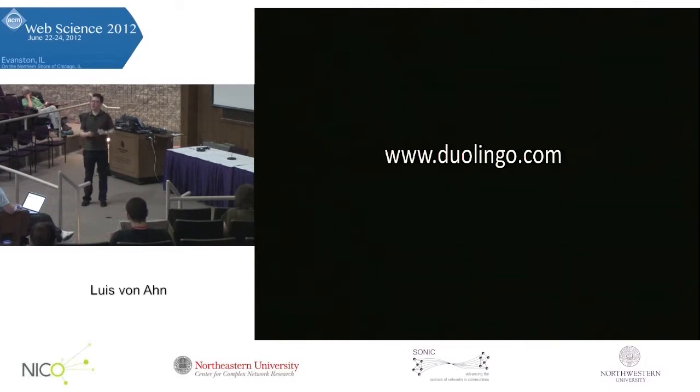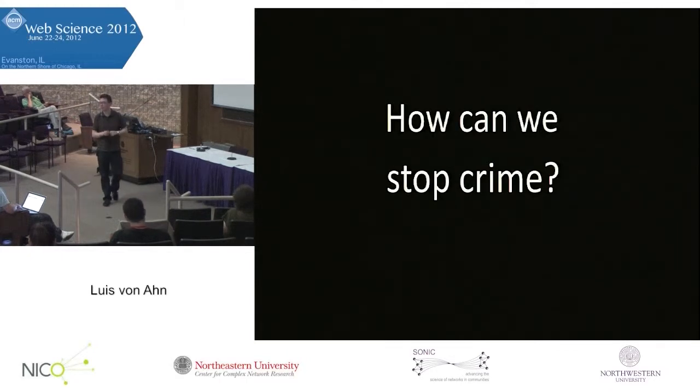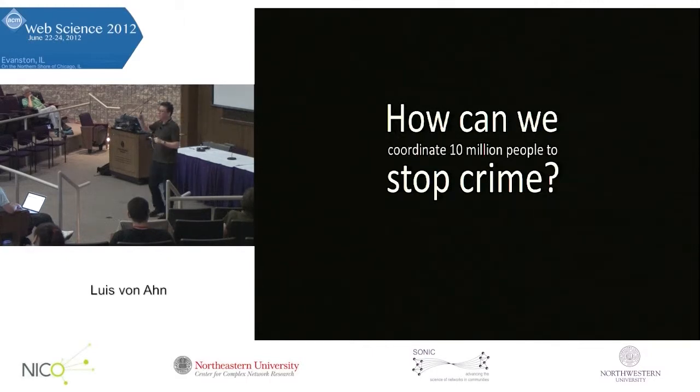So the question that I have, and this is what I would like to do, is basically how can we stop crime? But you know, I don't really want to get into laws or anything. Not only that, in a place like Guatemala, the police is useless. I mean, they're probably as corrupt. They're very corrupt. They're useless. So my question is, in a situation like that, how can we coordinate 10 million people to stop crime?